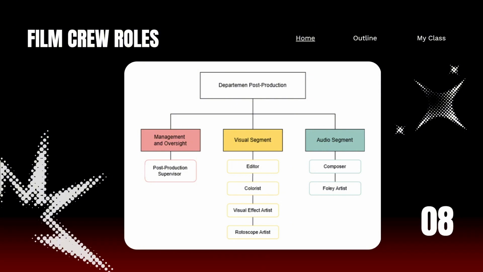Next, we have the colorist. They adjust the color of the footage to ensure consistency and to create the film's specific mood or even atmosphere. Next, we have the visual effects artist or the VFX. They create digital effects or additions required by the story. We also have the rotoscope artist. They help remove unwanted objects like stray microphones or even a crew member that were accidentally caught in the frame.